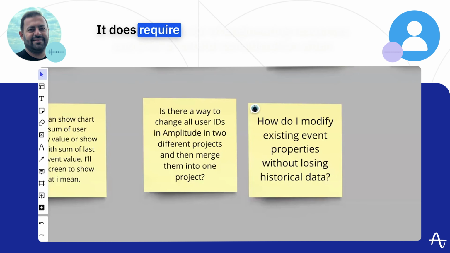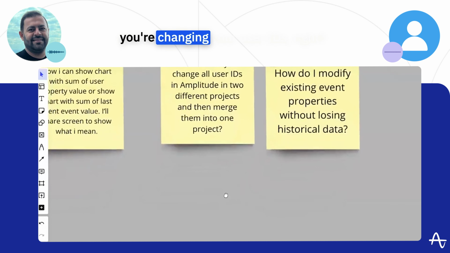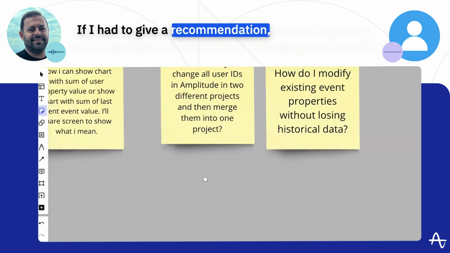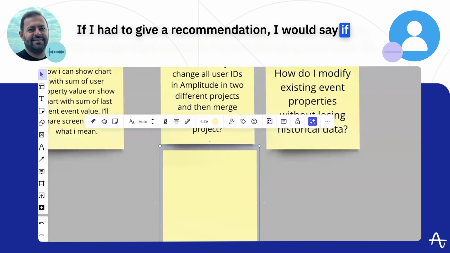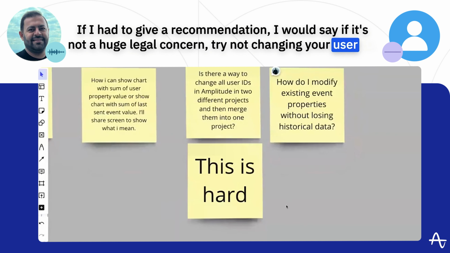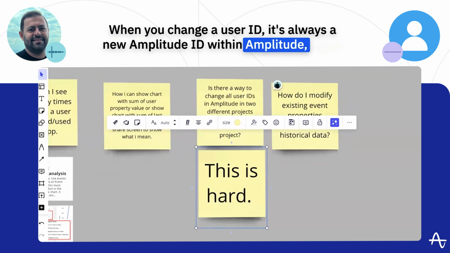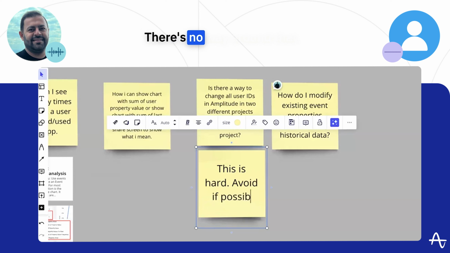It does require a lot of engineering resources and a lot of careful consideration when you're changing your user IDs, right? If I had to give a recommendation, I would say if it's not a huge legal concern, try not changing your user ID. When you change a user ID, it's always a new Amplitude ID with Amplitude, right? So you are creating a new profile. There's no way around that.